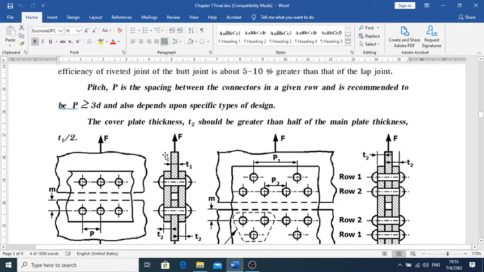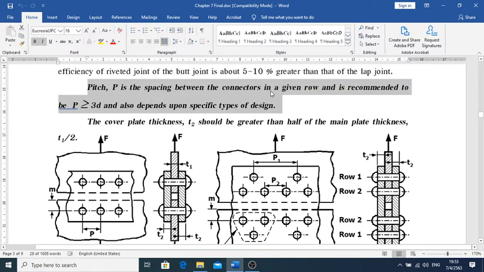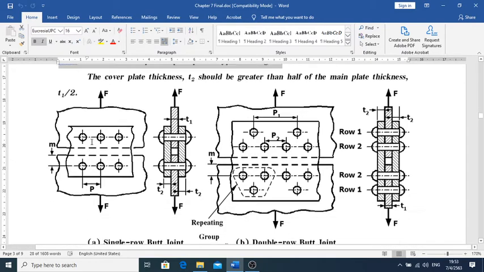So one thing I should just remind you of here: the pitch is the spacing between the connectors in a given row, and we recommend it to be p greater than t times the diameter, and it also depends upon the specific type of design. The cover plate thickness T2 should be greater than half of the main plate thickness, T1 over 2 respectively. This is one of the important things you should keep in mind when the design takes place.